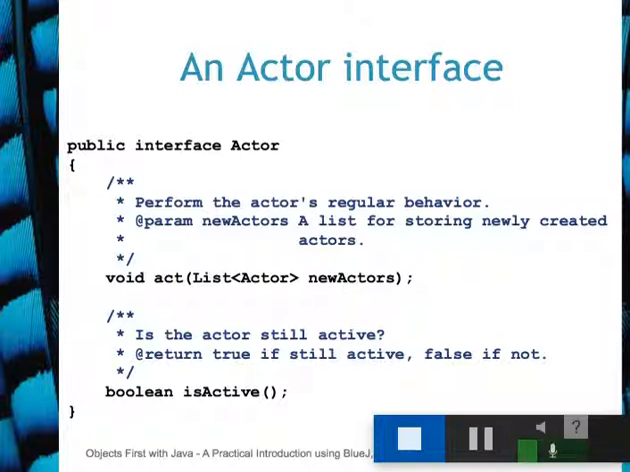And then there's a second method called isActive that takes no parameters and returns a boolean, and this tells us if the actor is still active. So then when a class implements Actor, it must provide an implementation for act and isActive, much like if it was inheriting from an abstract class, except that abstract classes can contain some implementation and interfaces cannot contain any implementation.